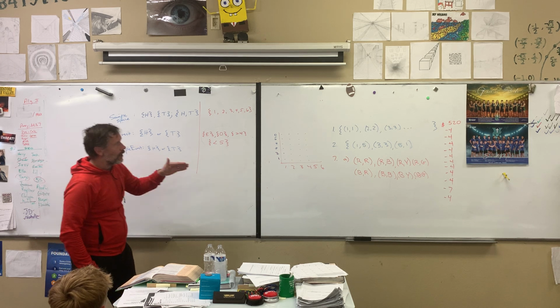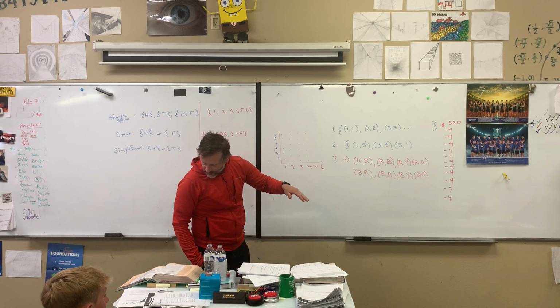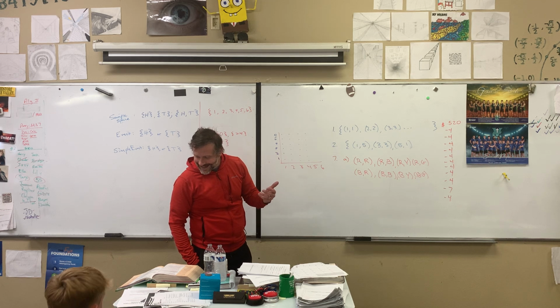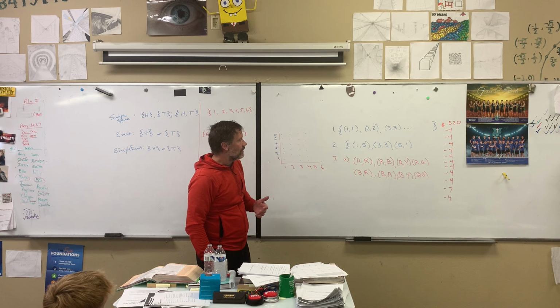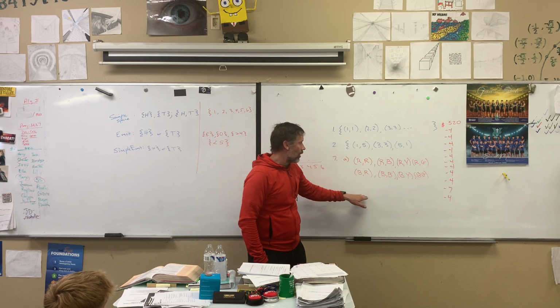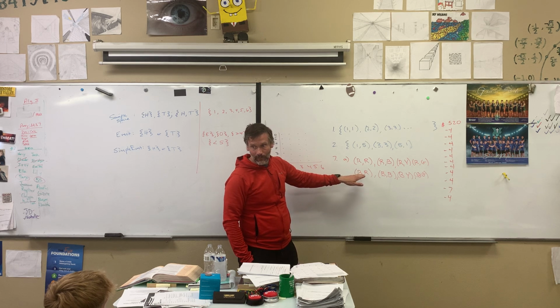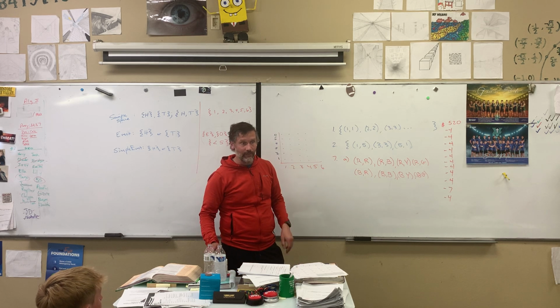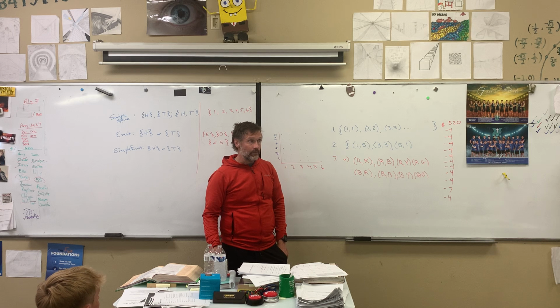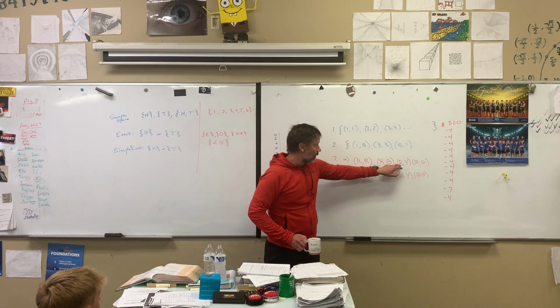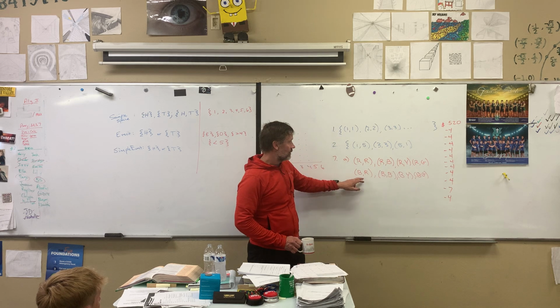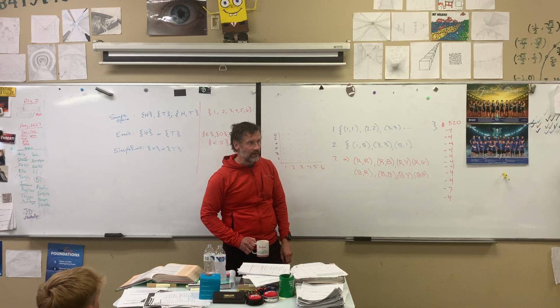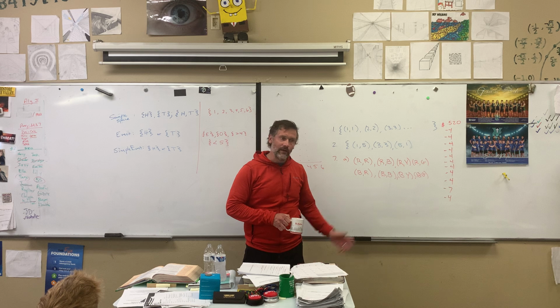But on 7b, it says specify the event that at least 1 red marble is drawn. You would just look up here and draw all the ones with at least 1 red. But what does at least mean? Can it have both? Yeah, it can have both. So RR, RB, RY, RG, and then BR, and those 5. So just list those 5 for part B.